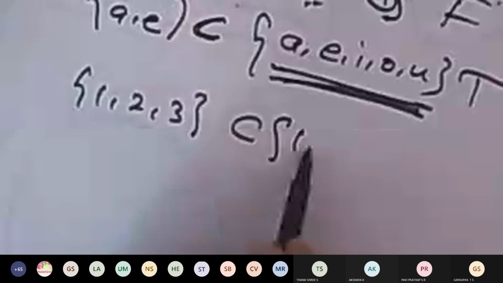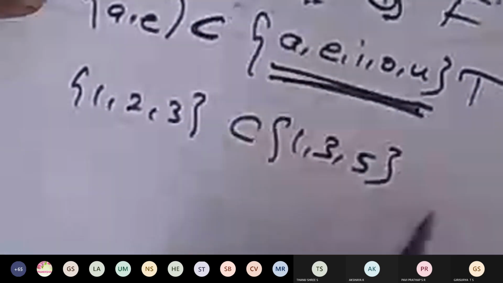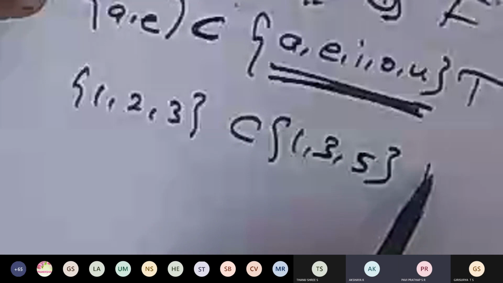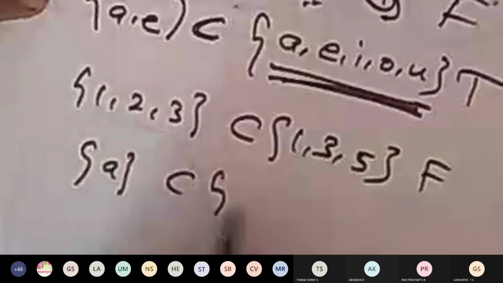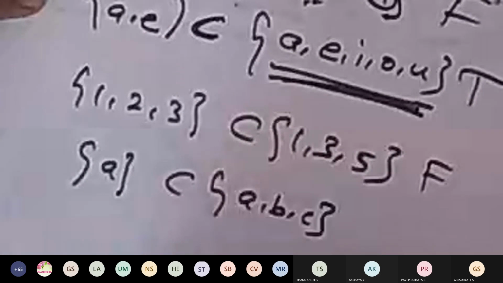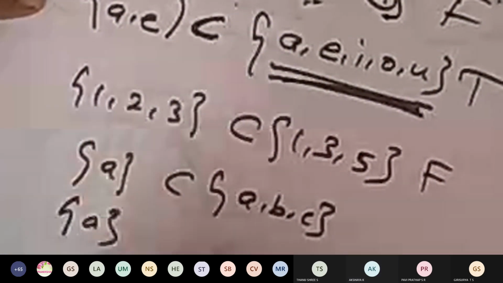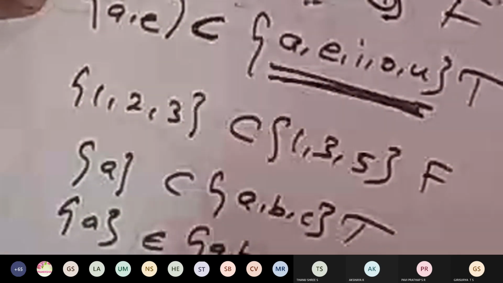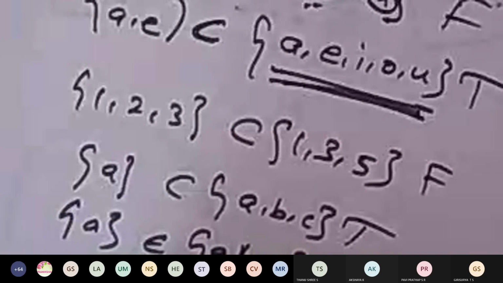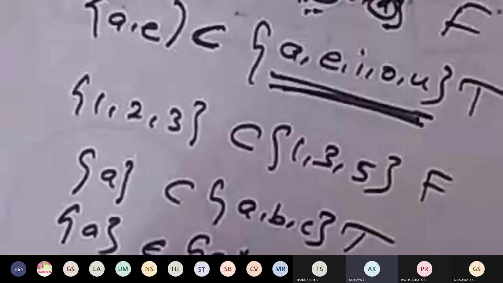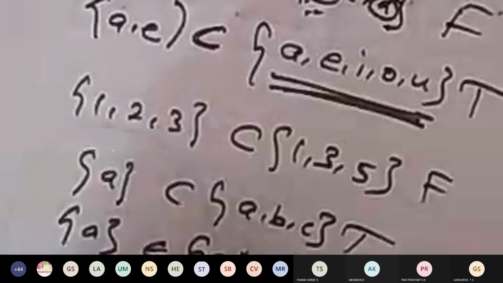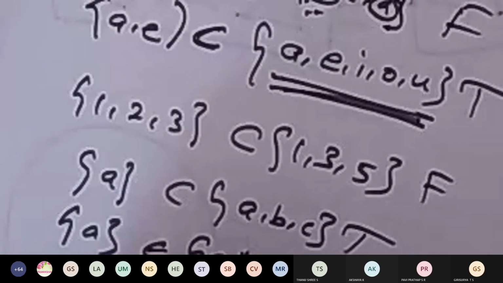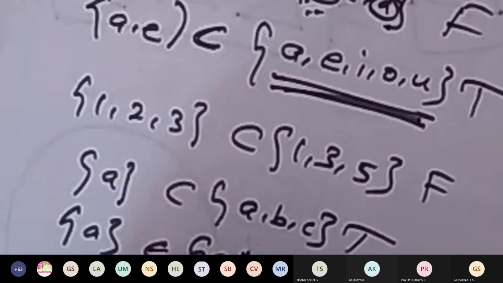Third question: {1, 2, 3} is a subset of {1, 3, 5}. True or false? False, sir. Very good. Next: the singleton element a is a subset of {a, b, c}. True, sir. a belongs to {a, b, c}. So it is given as belongs to, right? Yes, sir.